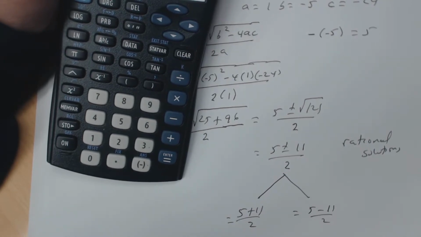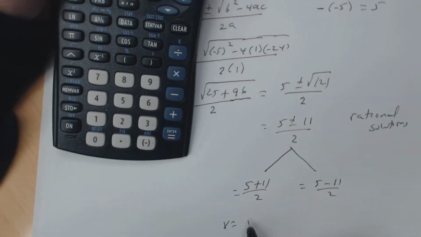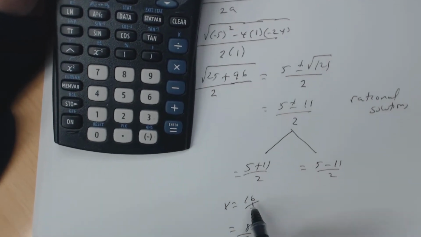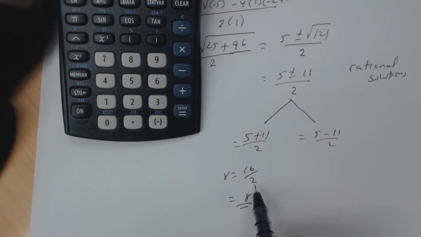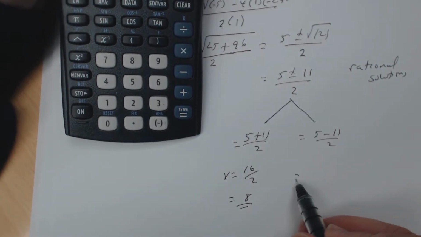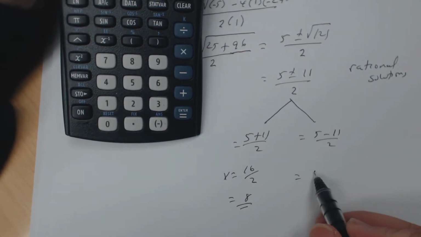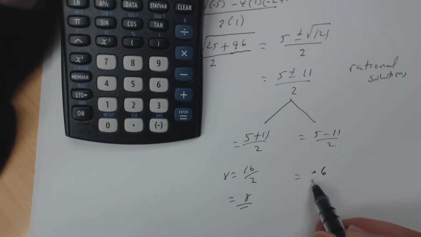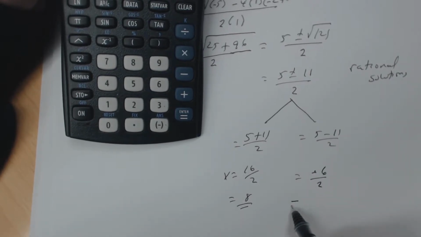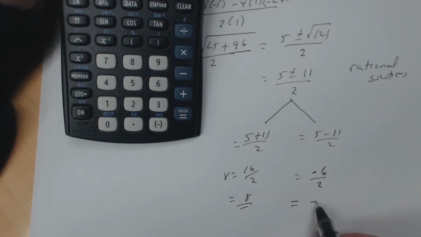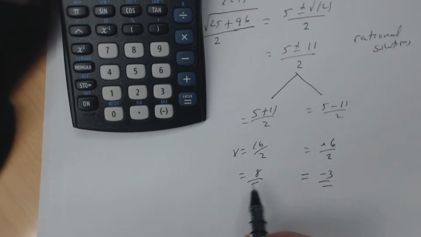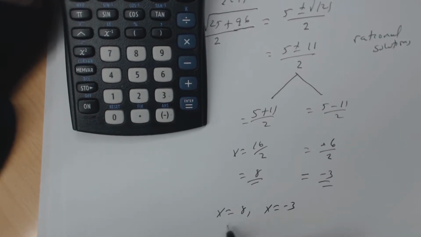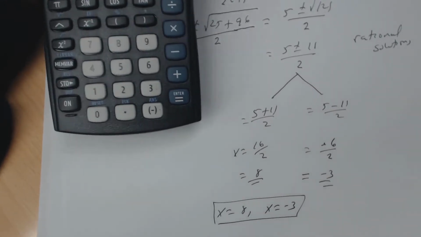And so you're going to get x to be 5 plus 11, which is 16 over 2, which is 8. Don't leave it at 16 over 2. You're supposed to know that 16 over 2 is 8. The other one, you're going to say 5 minus 11, which is negative 6 over 2, and so negative 6 over 2 is negative 3. So those are your two solutions: x equals 8, x equals negative 3. All right, so that was number 2.